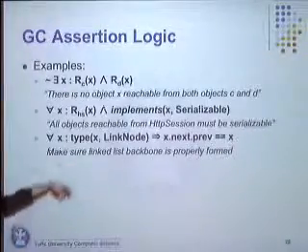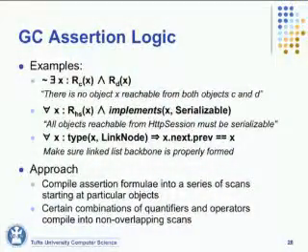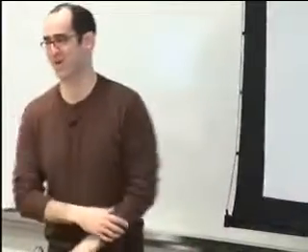For all x, if x is a linked node, then x.next.previous equals x. That checks that my doubly linked list is properly formed. So the approach right now is to take an assertion formula and compile it into a series of scans, which basically correspond to colors, I think. Then certain combinations of the quantifiers and operators result in non-overlapping regions. Again, we don't fully know exactly what the capabilities and limitations there are.